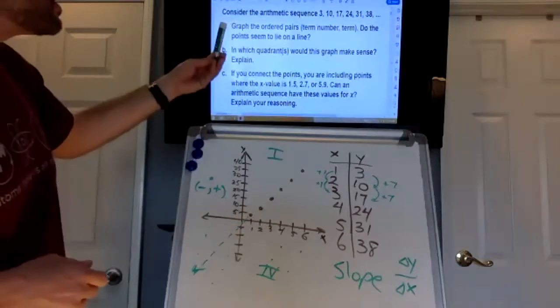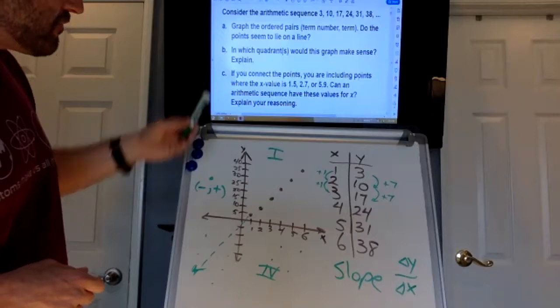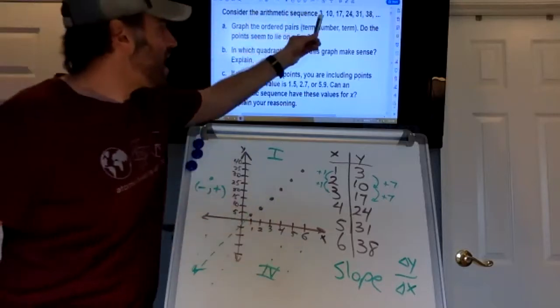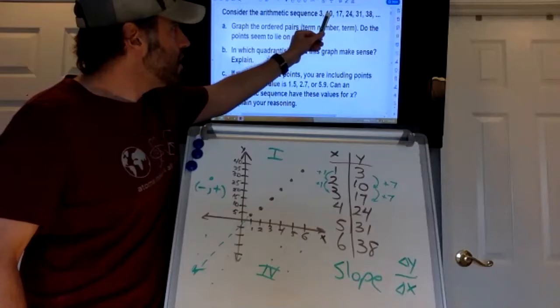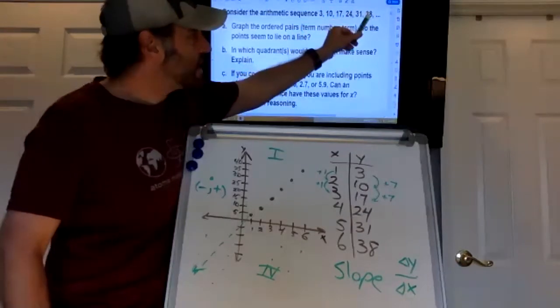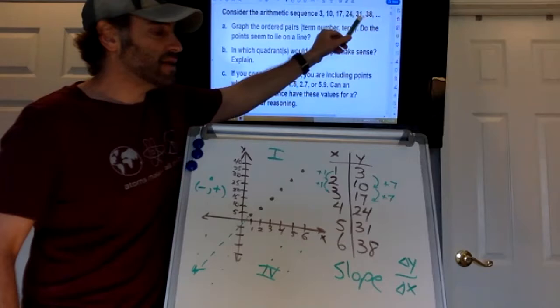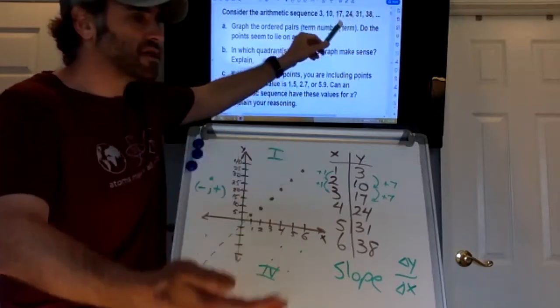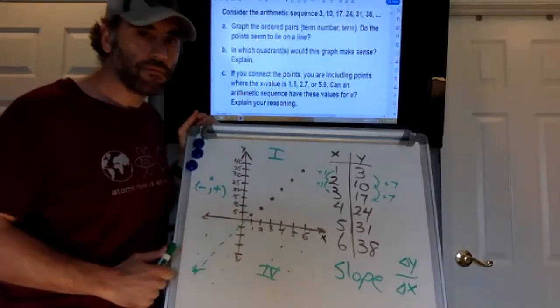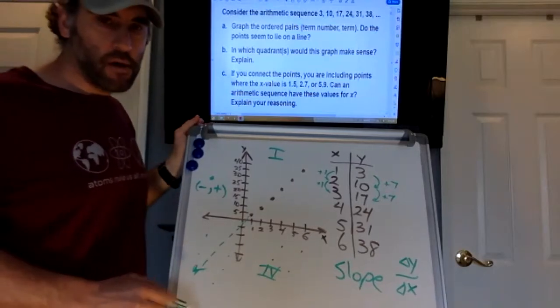Is there a sequence where the first term is here, but then the dots go down? Can I have 3, 0, -3, -6, -9, -12? That's a sequence where it's going down by 3 every time, right? But it doesn't go into quadrant 4.